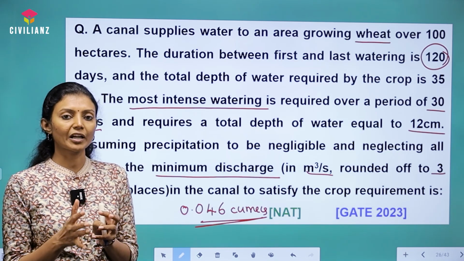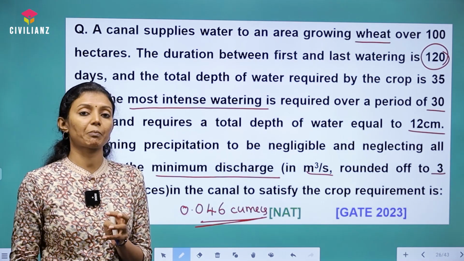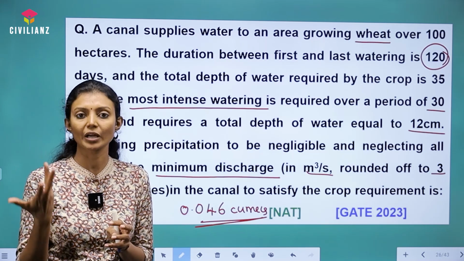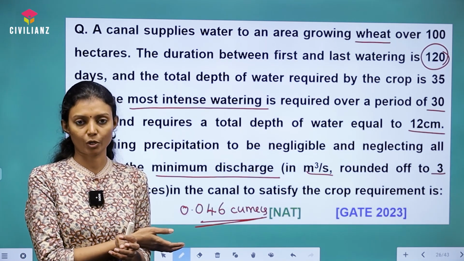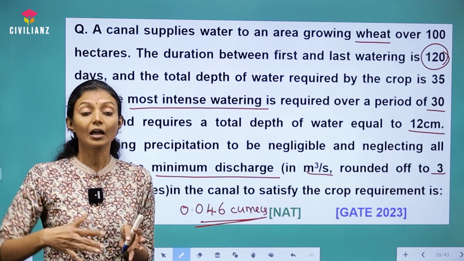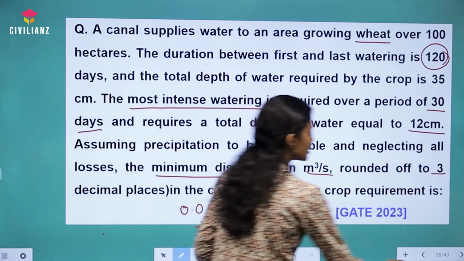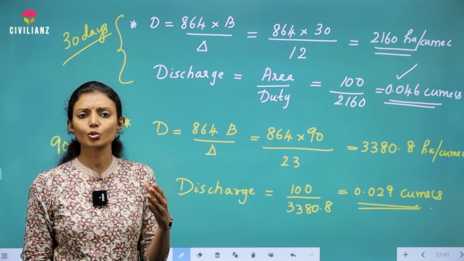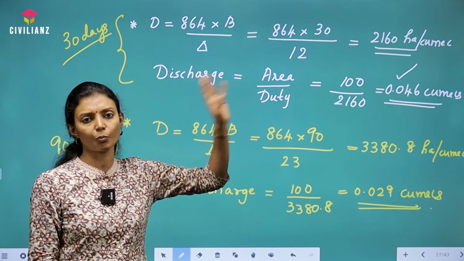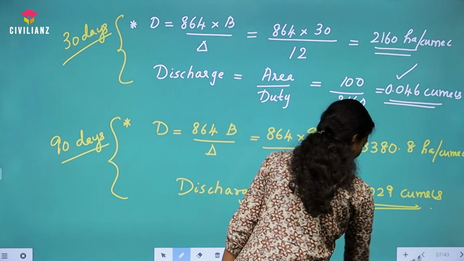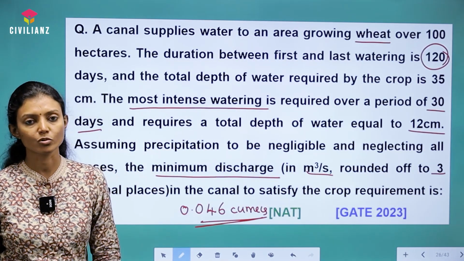You are asked to find out the minimum capacity or the least capacity that a canal should have to satisfy the crop requirement. So, during the first 30 days, it requires 0.046 cumec, and for the remaining 90 days, it requires 0.029. So, definitely the canal should have at least a capacity of 0.046 to satisfy this requirement. So the answer is 0.046 cumec.